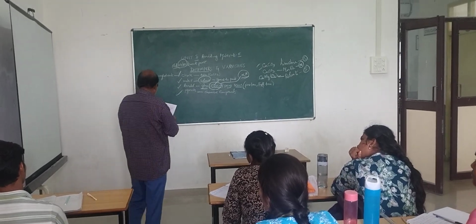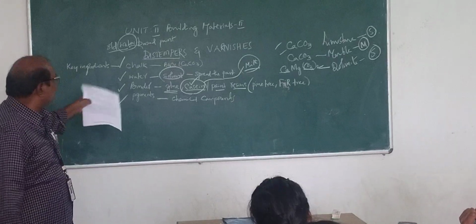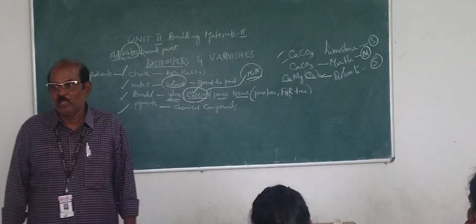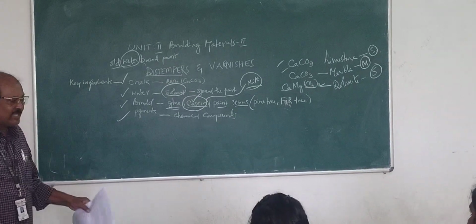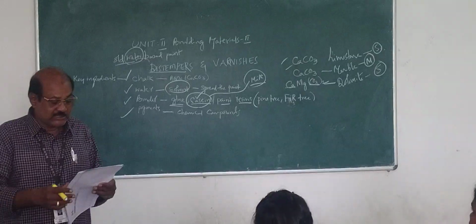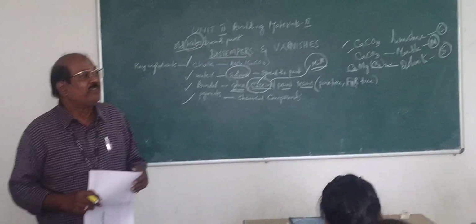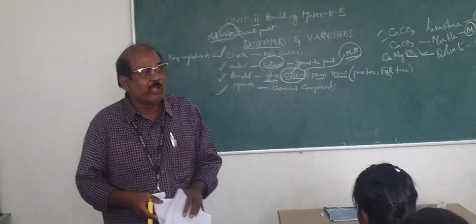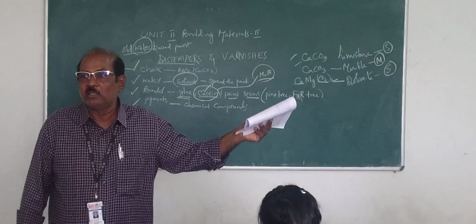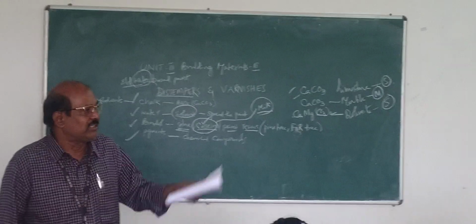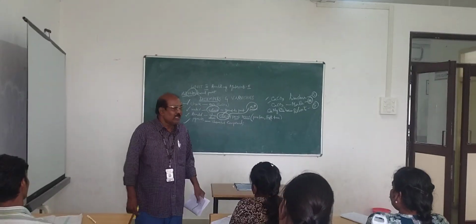So these are the key ingredients of the distemper. These are the required ones. And once again, you should remember the ceilings. Suppose it is a rental building, okay, you have taken a portion for rent, 2 BHK or 3 BHK, or a shop.